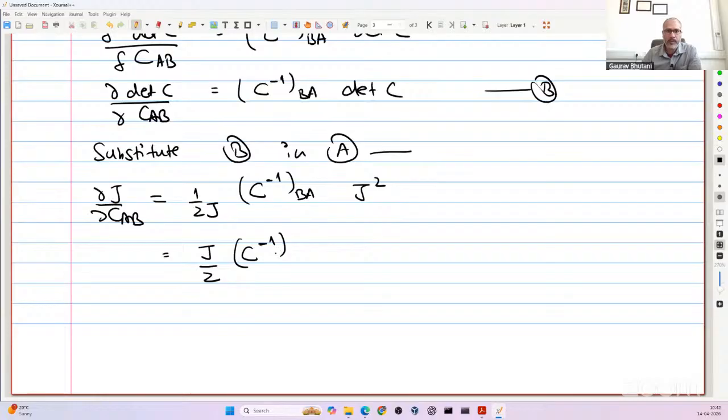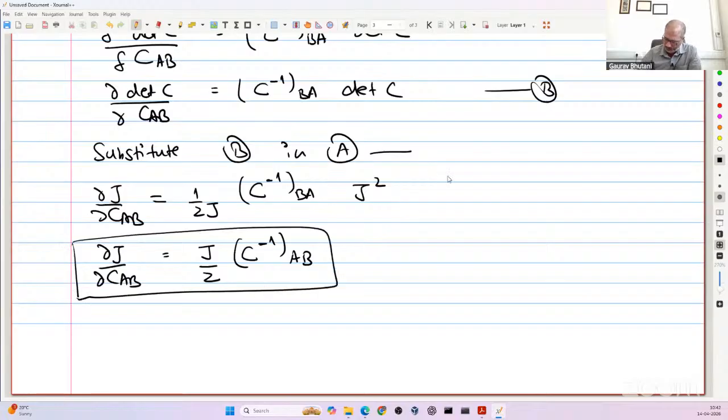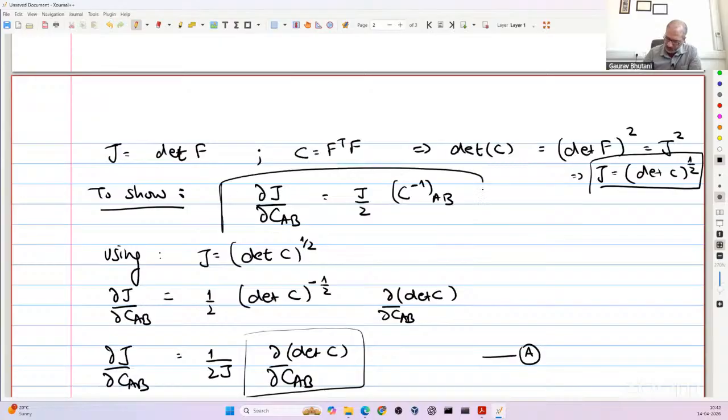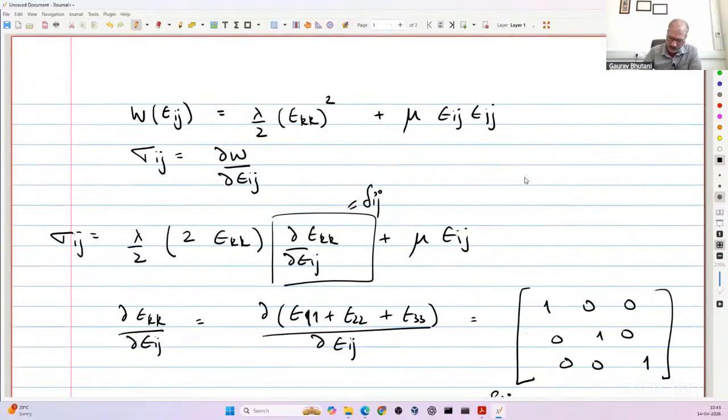Now C is a symmetric tensor, so is C inverse. So we can write this as C inverse AB. This is partial J by partial C_AB. And this is exactly what we had to show. Let's go back up and check. So this is what we had to show, and we have shown this. Let's call this 2, and this was 1.